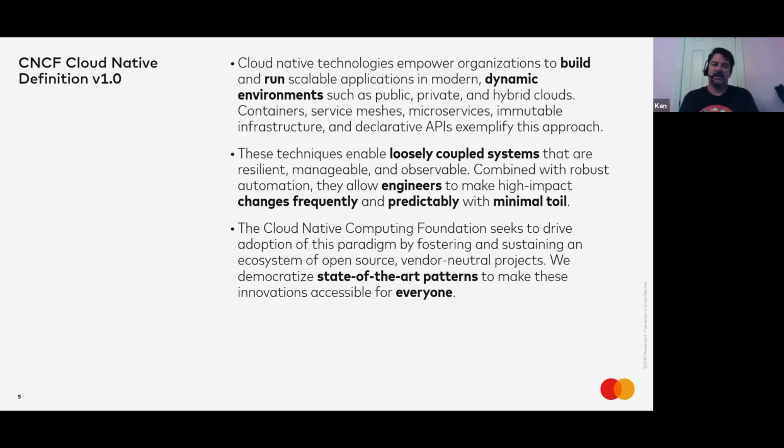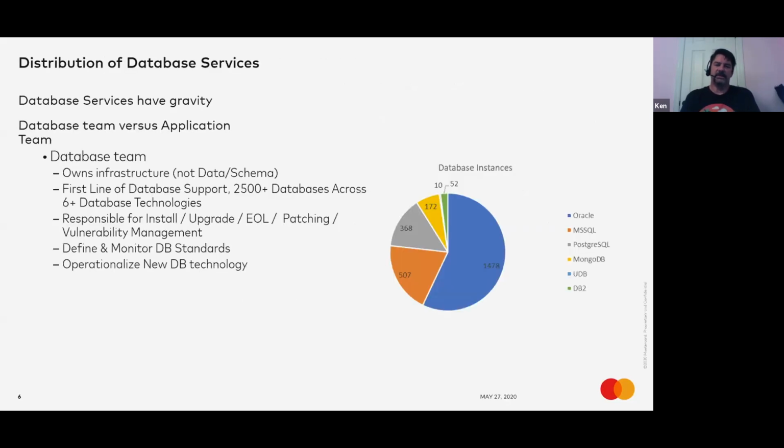and think about what is cloud native, right? And in the CNCF, we have this definition that I've highlighted a few keywords here that are around dynamic environments, loosely coupled systems that allow engineers to make high impact changes frequently and predictably. And looking at more state-of-the-art patterns that make innovations accessible to everyone, right? And so the definition of what cloud native is very complex in nature and very focused on the build and running of applications, not so much on the underlying services and infrastructure. So that's where there's a divide that comes up.